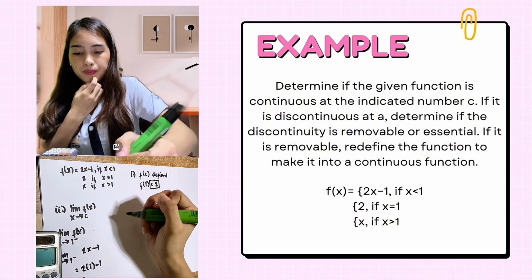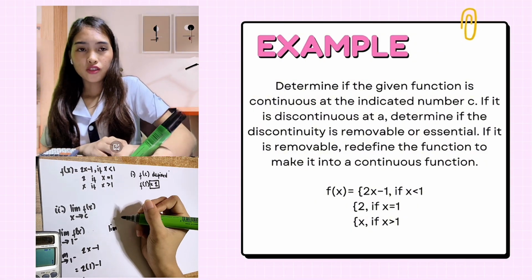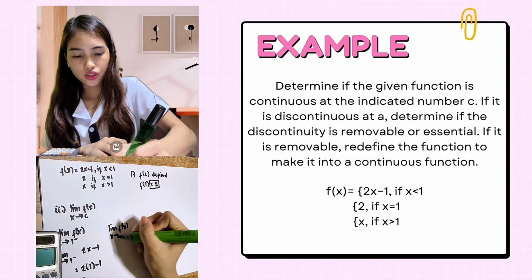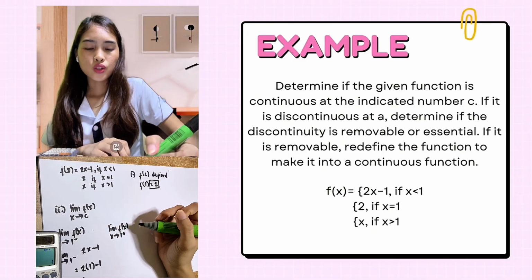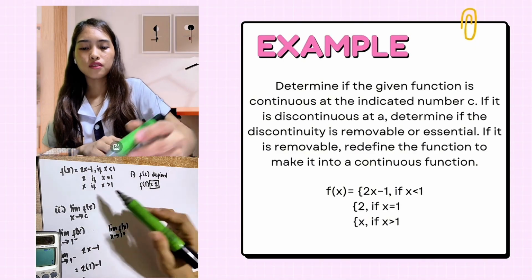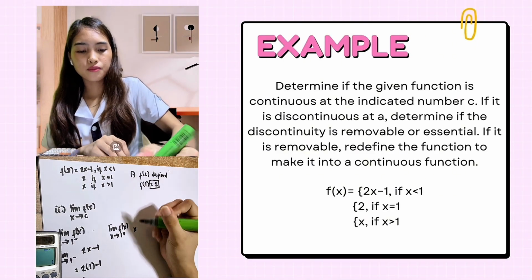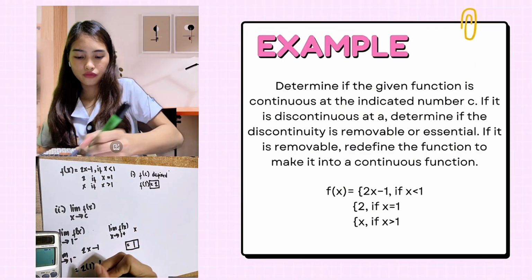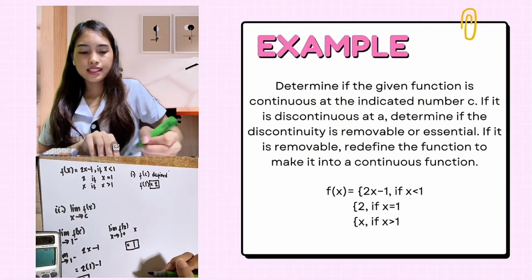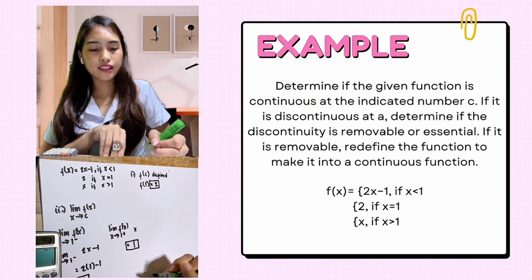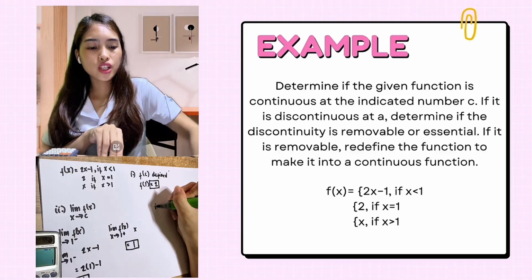And for the right hand limit, f of x as x approaches 1 from the right, our x approaches 1 from the right, which means our x is greater than 1. So our f of x is x. So our limit exists, and the right hand and left hand limits are equal. So let's proceed to step 3.